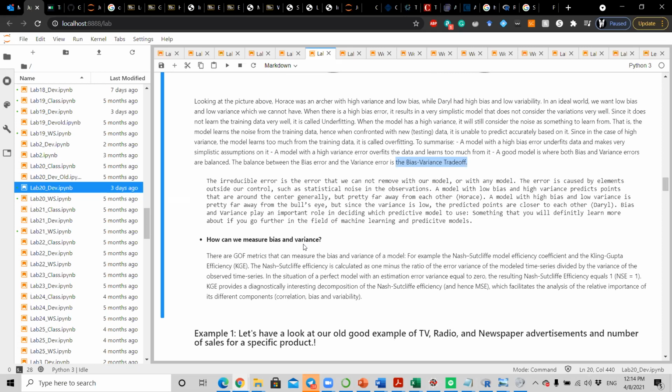So it directly takes care of the difference in variance between predicted and modeled. In the situation of a perfect model with an estimation error variance equal to 0, the resulting Nash-Sutcliffe equals 1, NSE equals 1. KGE, on the other hand, provides a diagnostically interesting decomposition of the Nash-Sutcliffe efficiency. So it basically tells you 3 pieces of information about accuracy, about bias, and about variability. We're going to talk about that a little more.